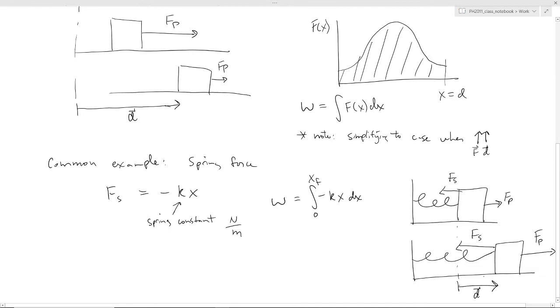So the spring force and our displacement are actually in opposite directions. So the spring force is like this. The displacement is like this.